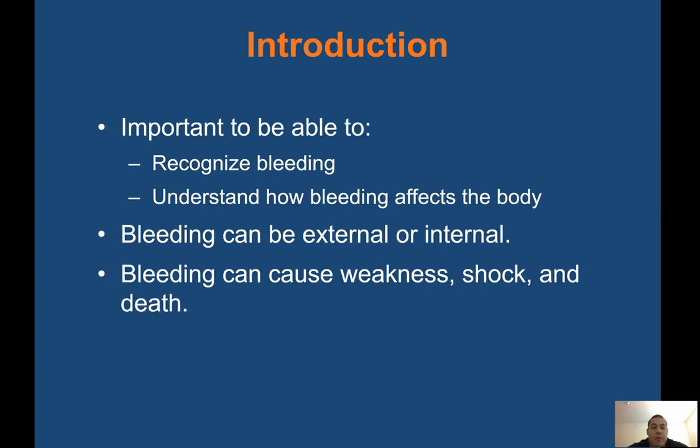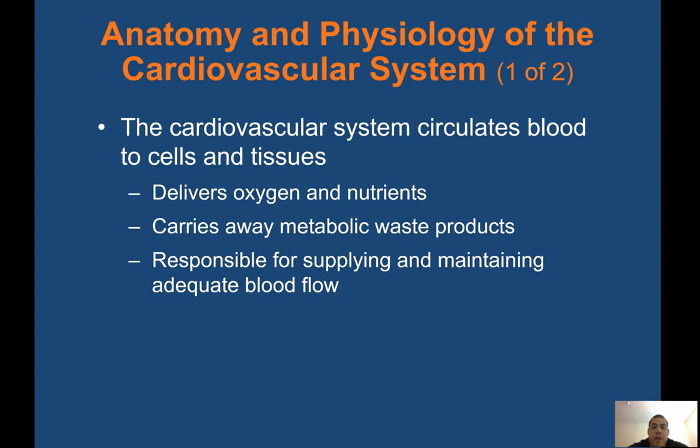Introduction. Important to be able to recognize bleeding, understand how bleeding affects the body. Bleeding can be external or internal. Bleeding can cause weakness, shock, and death. Anatomy and physiology of the cardiovascular system. The cardiovascular system circulates blood to cells and tissues, delivers oxygen and nutrients, carries away metabolic waste products, responsible for supplying and maintaining adequate blood flow.